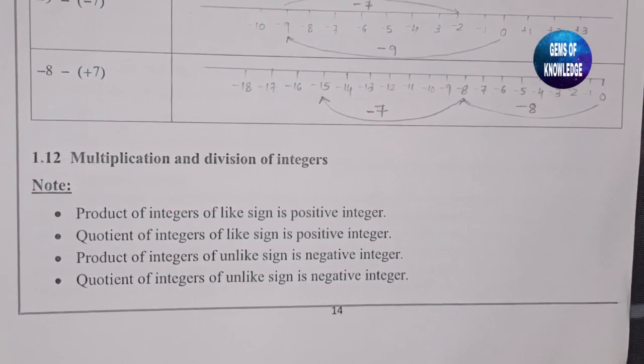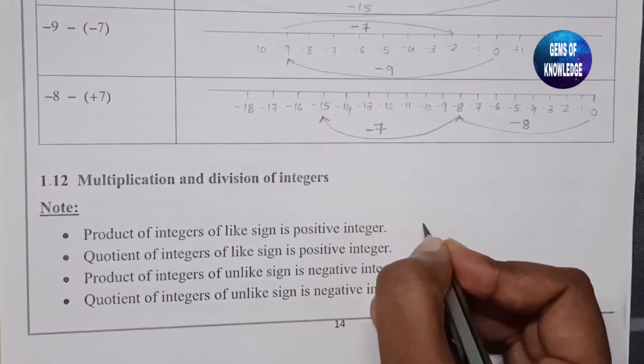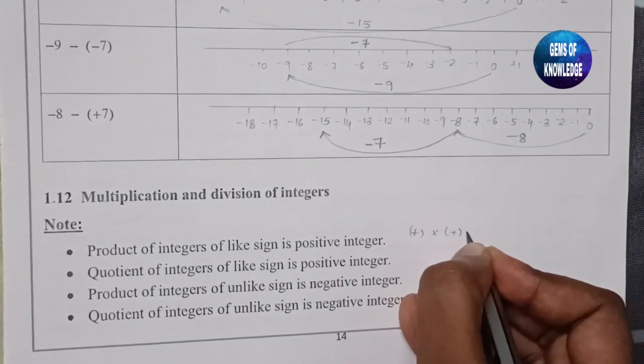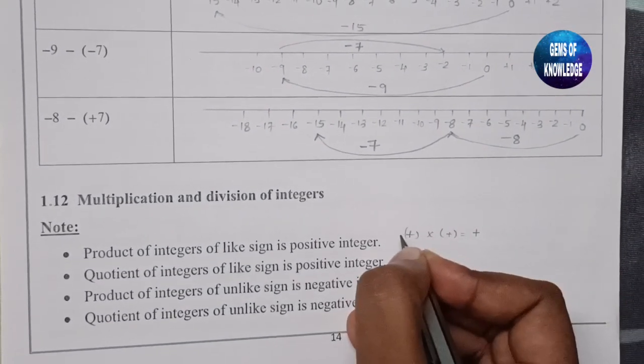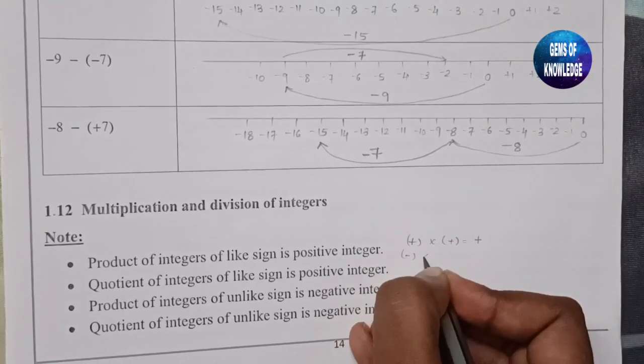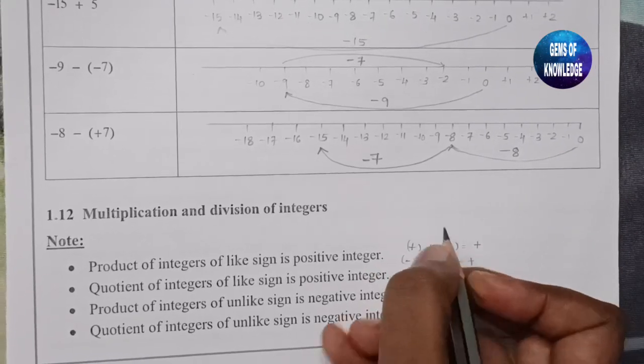So here division rules are given, that is product of integers of like sign. Suppose plus into plus, so it will give you positive integer only. So plus into plus is plus only. Again minus into minus is... no, minus into minus is plus. So you all know this.